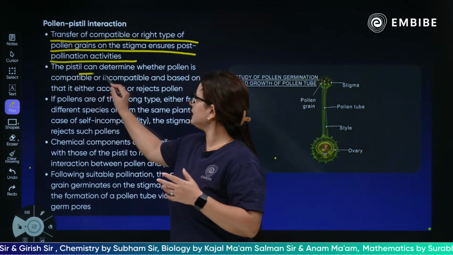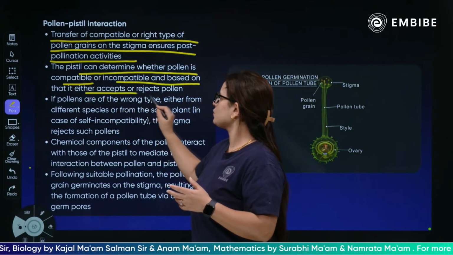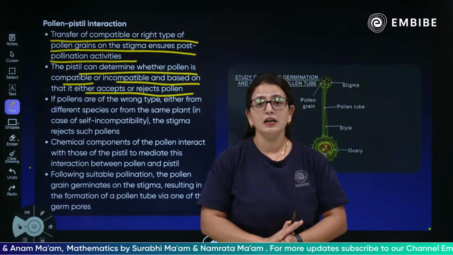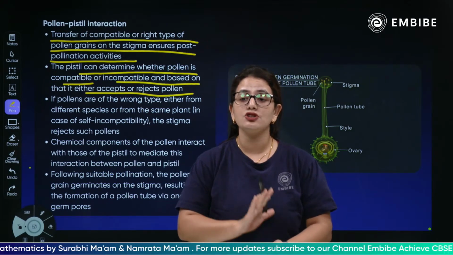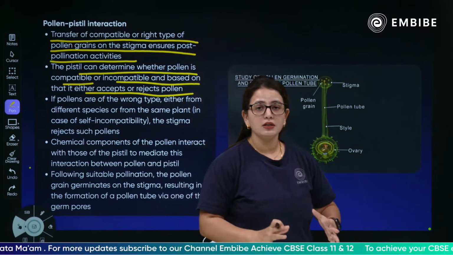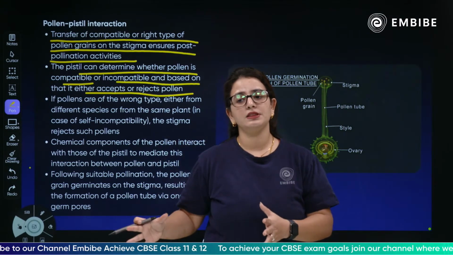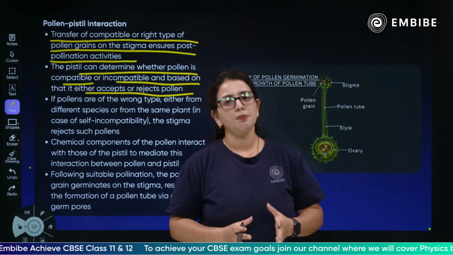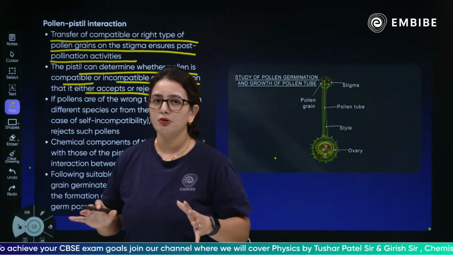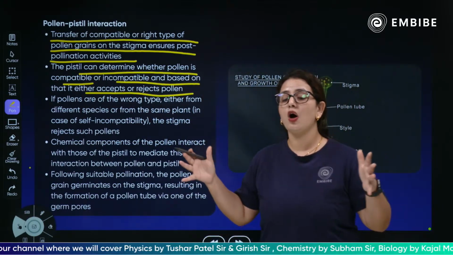Next, the pistil can determine whether pollen is compatible or incompatible, and either accepts or rejects it. This is what I have been telling you. The pistil has the ability to let a particular pollen grain germinate or not. If the pollen grain is mature, of the particular species, and compatible with the stigma, germination and pollen tube formation will take place. Otherwise, the stigma rejects the pollen grain and does not allow it to germinate. These are some natural methods to avoid self-pollination.